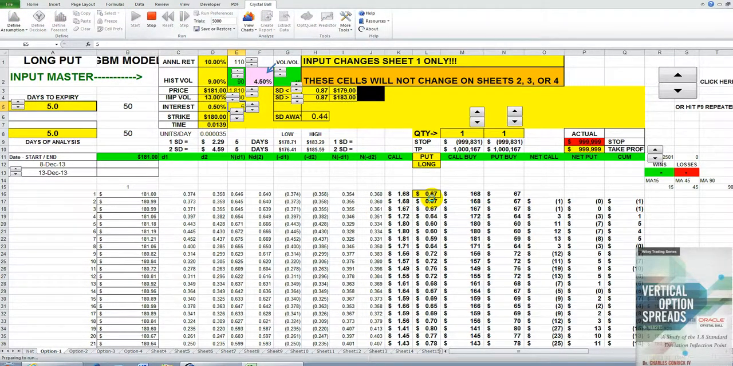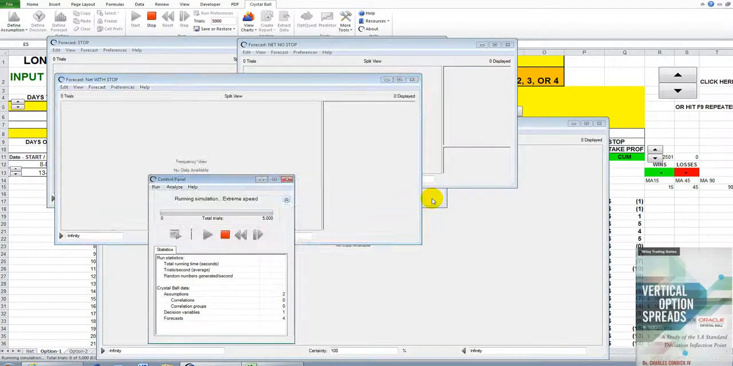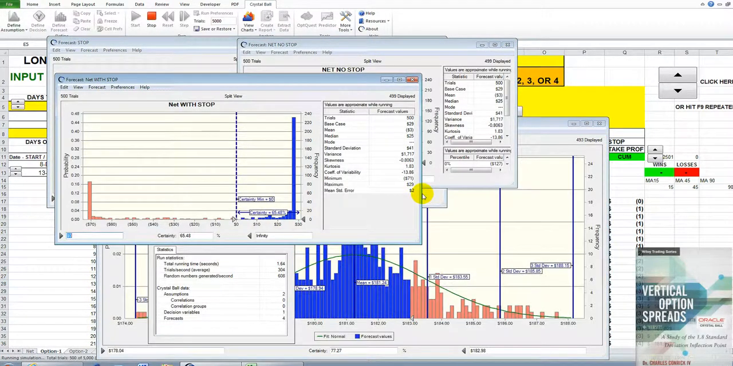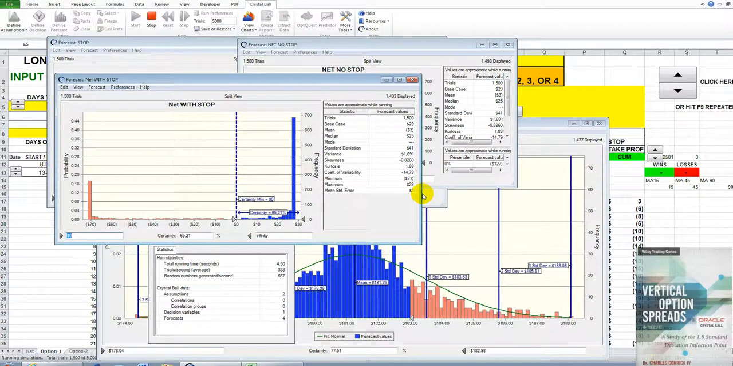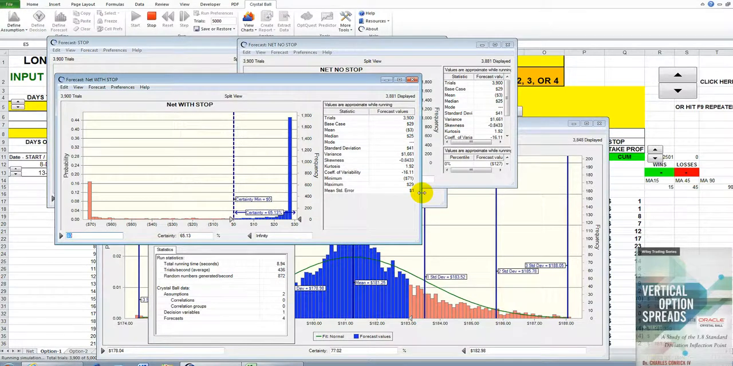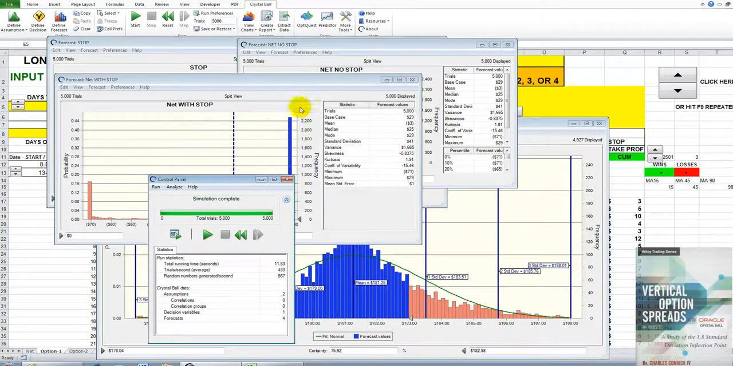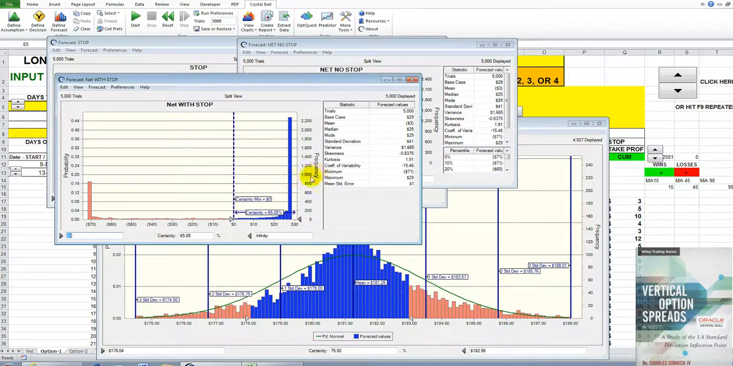So I've just clicked the Crystal Ball Monte Carlo simulator, and what we're going to see is what's the assessed probability of at least breaking even on this trade. And the trades will run as quickly as possible. We did 5,000 iterations, and I'm getting a 65% probability of breaking even on the trade.